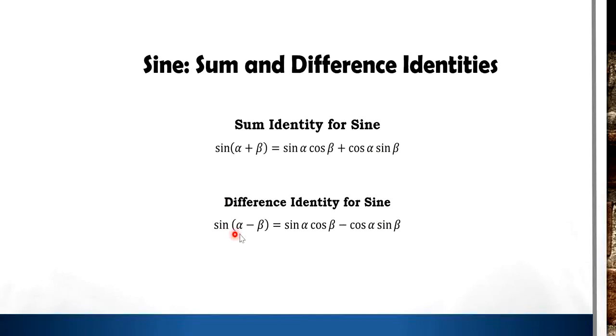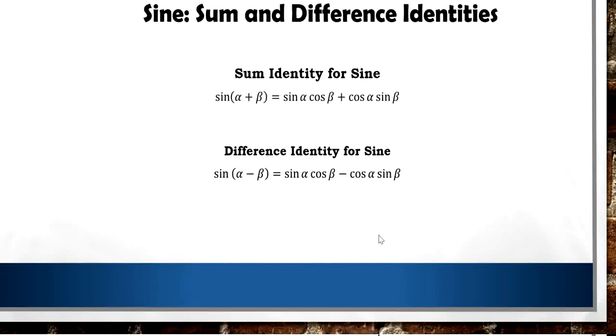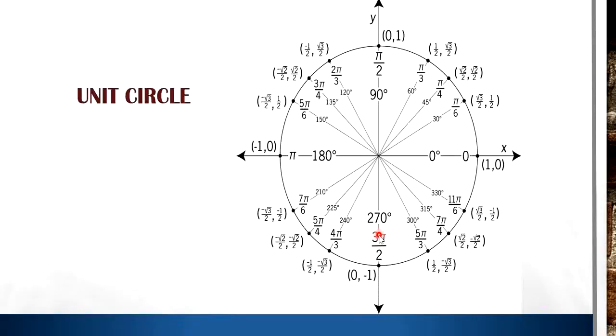We have sine alpha minus beta. The formula is the product of sine alpha and cosine beta minus the product of cosine alpha and sine beta. In this lesson, we will be needing a unit circle. This one is our unit circle. In this unit circle, we have the degree measure, the radian measure, and its ordered pair. Remember that in our ordered pair x and y, x is the value of your cosine, while y is the value of your sine.